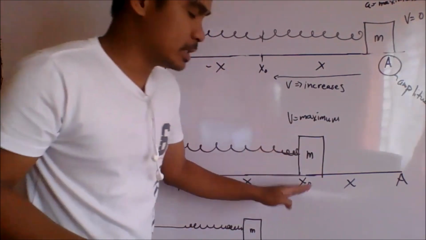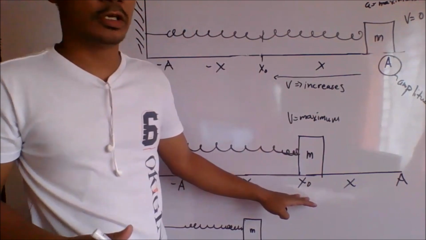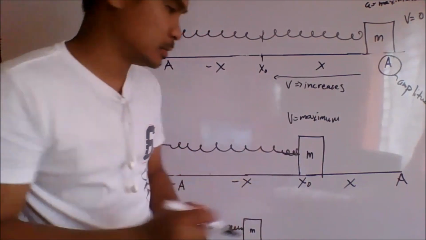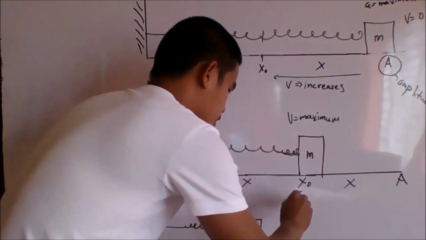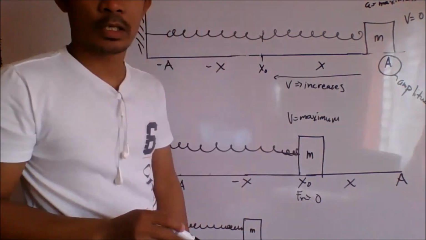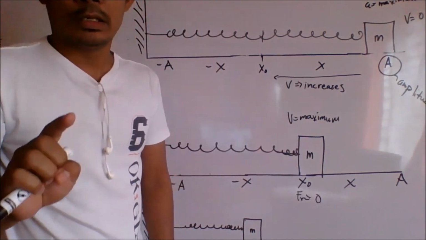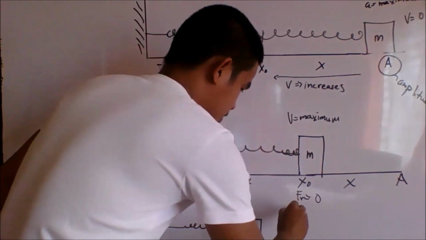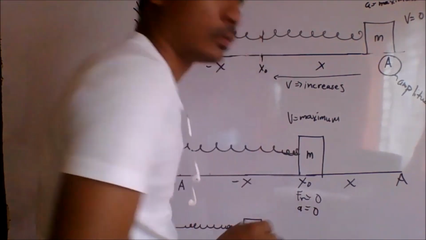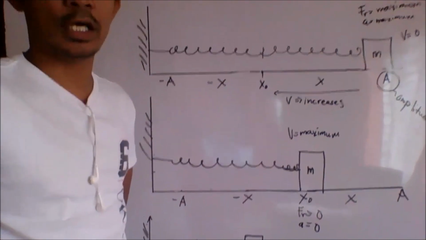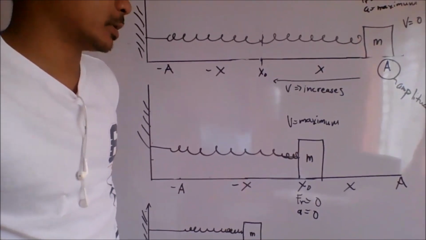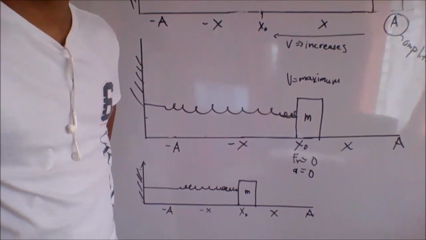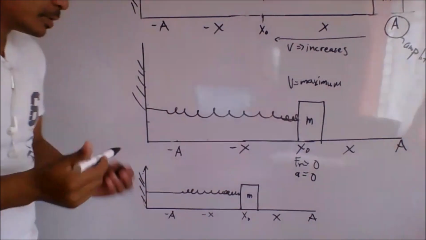Now, since this is the equilibrium position, the resultant force is zero. So F of R here is zero. If the restoring force is zero, then we can say that acceleration is also zero, since these two quantities are directly proportional to each other.